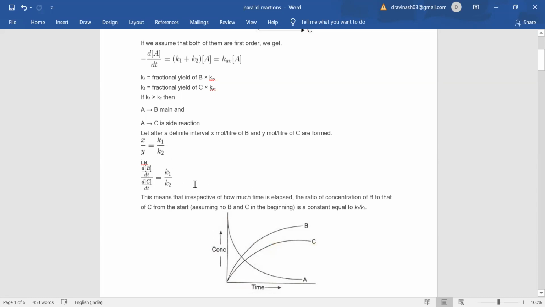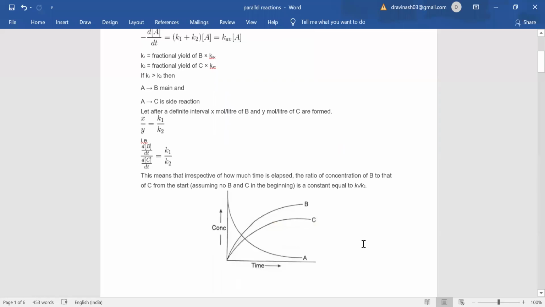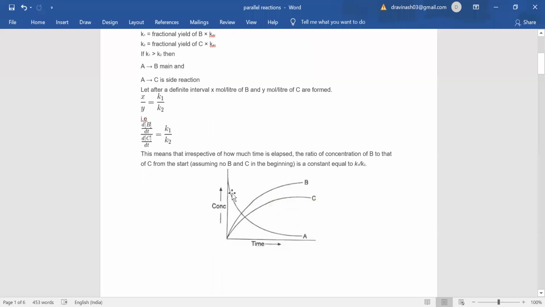That is the ratio. So it means that irrespective of how much time has elapsed, the ratio of concentration of B to that of C from the starting, assuming the amounts of B and C in the beginning are zero, is constant and equal to K1 upon K2. So as you have seen here, this is the simple law which we can understand with the help of this plot, right?